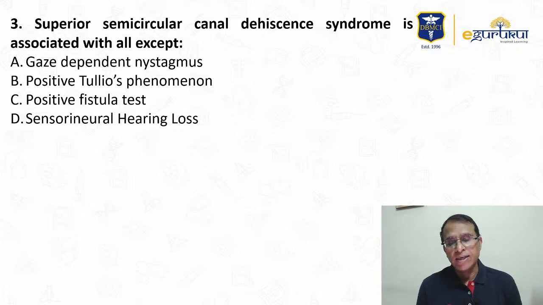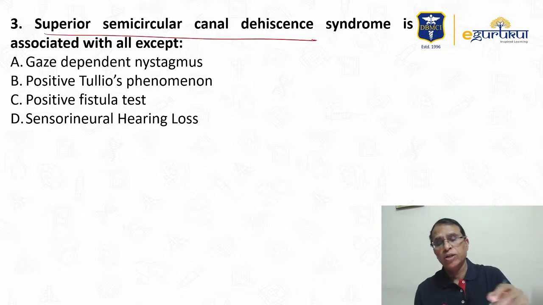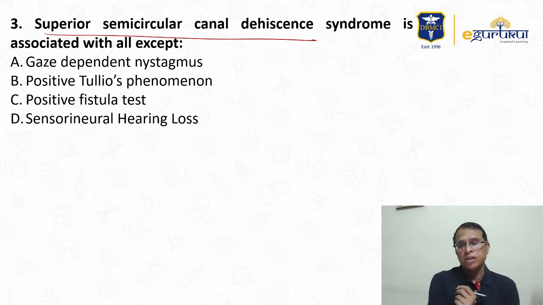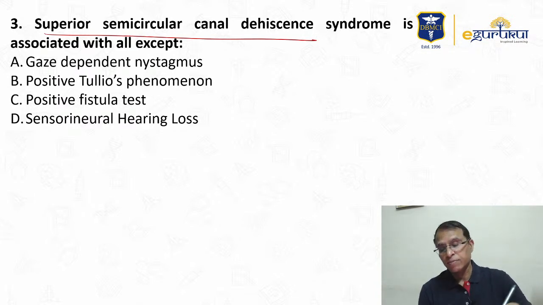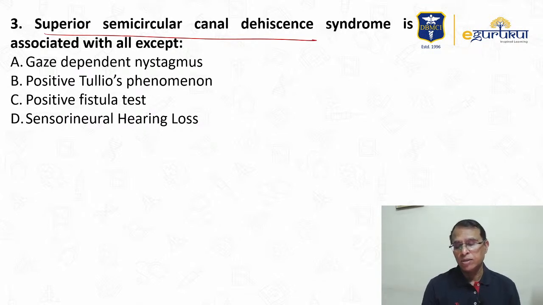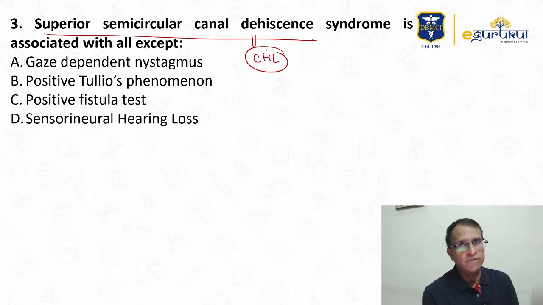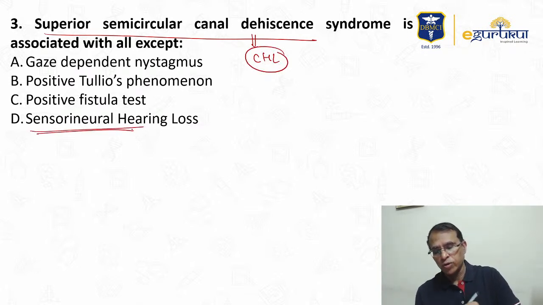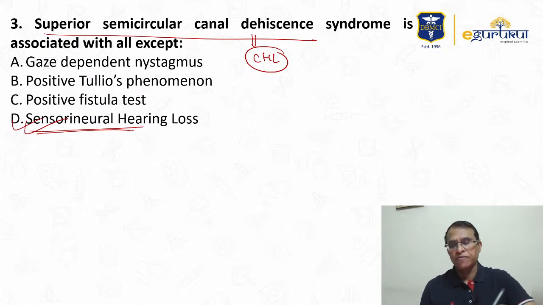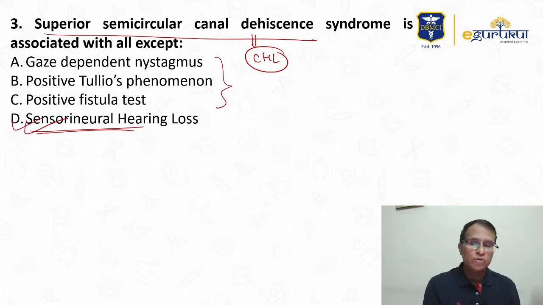Superior semicircular canal dehiscence syndrome is associated with all except. I discussed superior canal dehiscence syndrome. There is dehiscence of the superior canal, and which is not a feature of this? Gaze dependent nystagmus, positive Tullio phenomenon, positive fistula test, and sensorineural hearing loss. Remember, I told you that superior canal dehiscence syndrome has conductive hearing loss, isn't it? It has a conductive hearing loss, and so it will not have a sensorineural hearing loss. Straight away, all are features of superior canal dehiscence syndrome except sensorineural hearing loss.